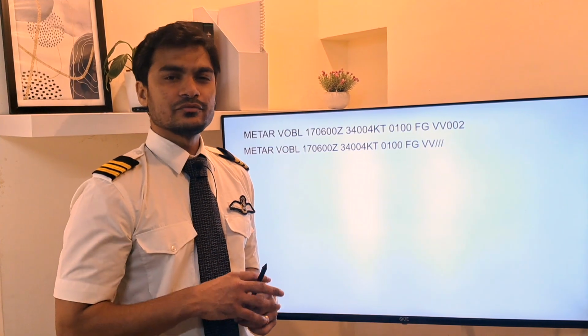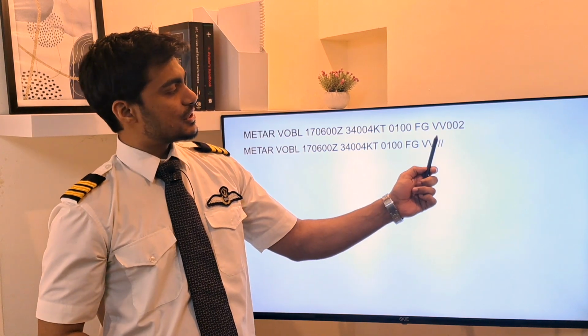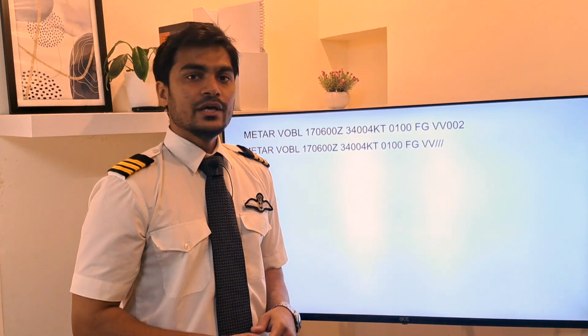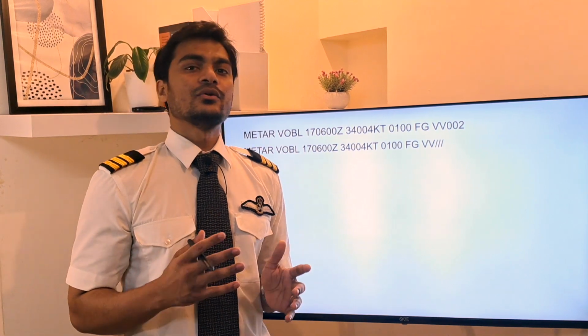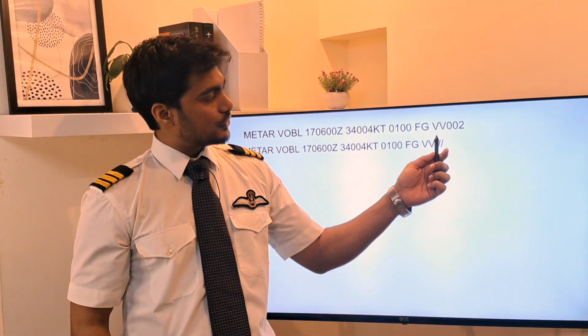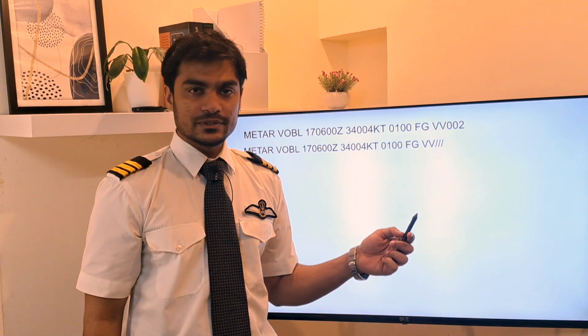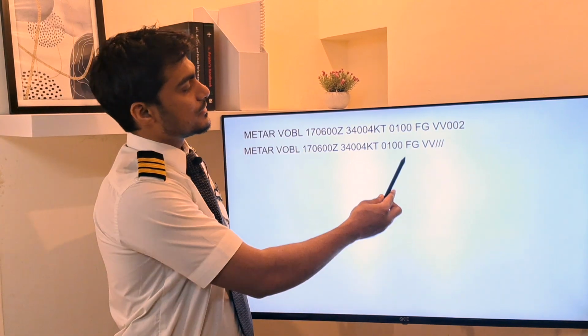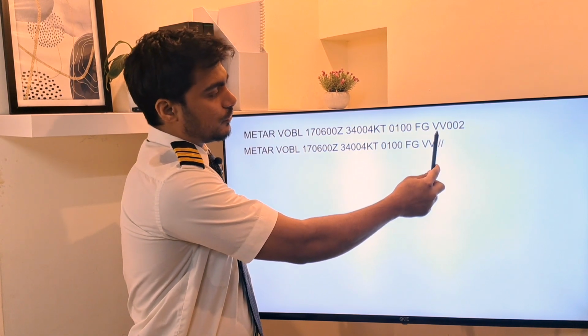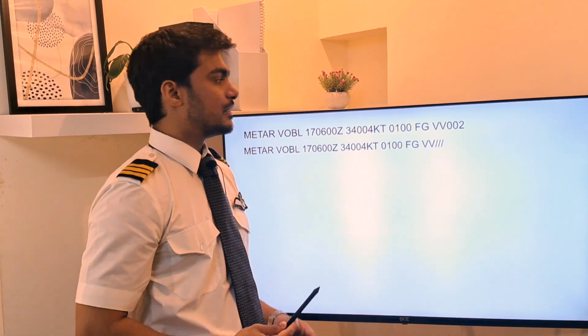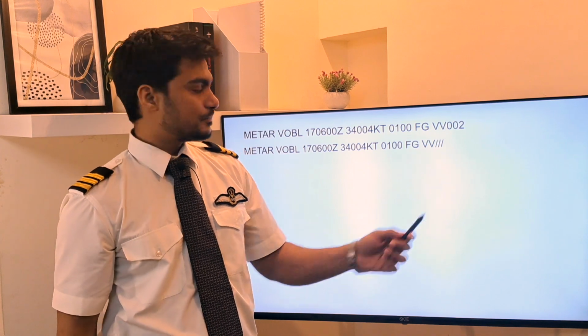Now let's have a look at a few special conditions, like the one that we see over here, VV002. If the sky at an aerodrome is obscured for any reason other than cloud cover, it is always denoted to you as VV, which stands for vertical visibility. So let's have a look at this. This would mean 100-meter visibility, fog, vertical visibility is 200 feet. Again, it is always in a 100 feet format.